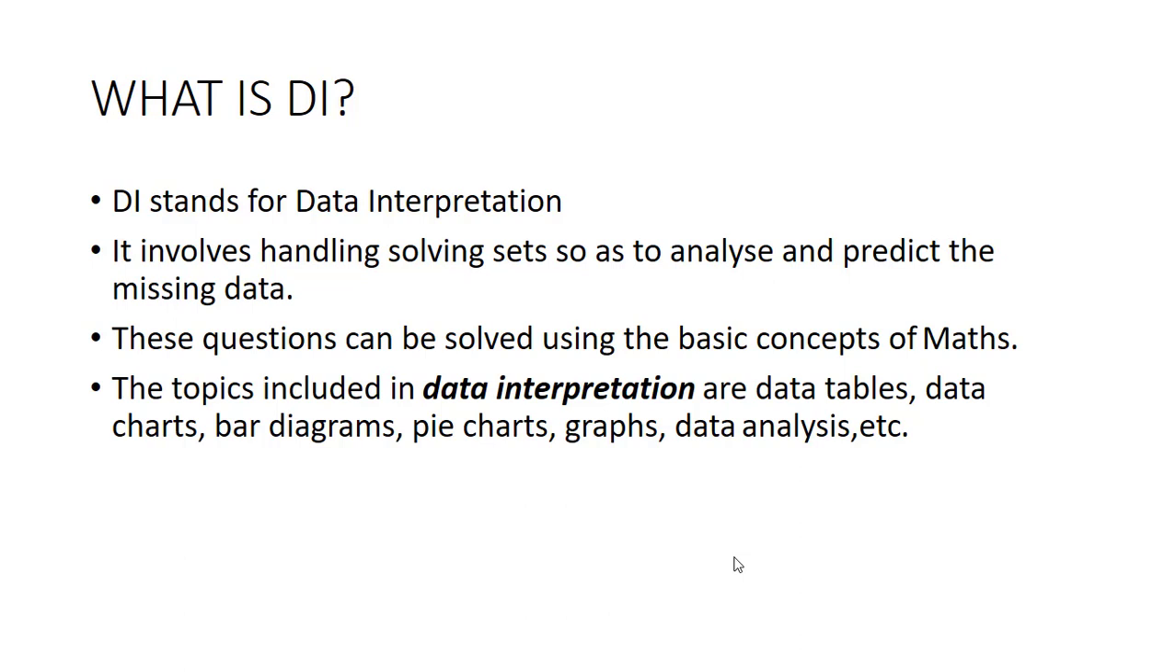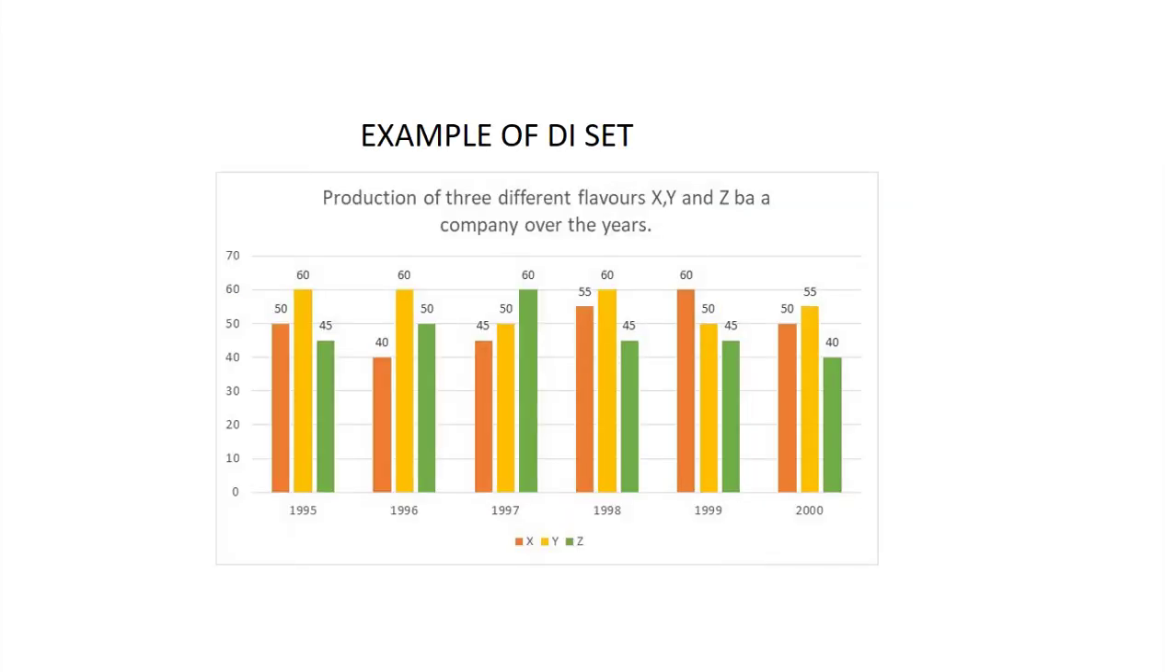Now we will see an example of the DI question. Here you can see an example of the DI set. This is an example of a bar graph. The production of 3 different flavors X, Y and Z is given from 1995 to 2000 for a particular company. Along with such a bar graph, you will have a set of 4 questions. The questions can be anything like what amount of X is produced by the company in the year 1997. We will get into the details of solving such examples later. But for now, just see what an example of a DI question looks like.